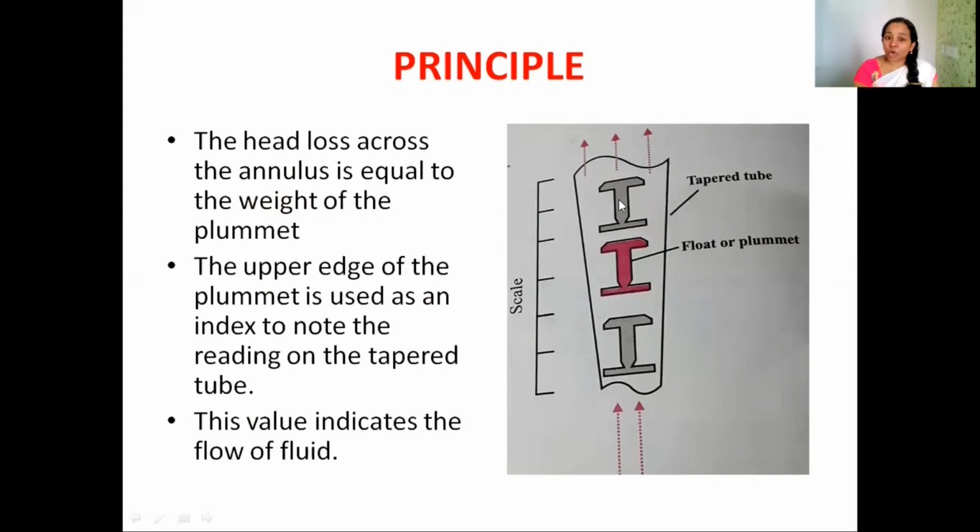So the head loss across the annulus is equal to the weight of the plummet. The upper edge of the plummet is used as an index to note the reading on the glass tube. A scale is engraved on this tapered glass tube to measure the area of flow. After that, the area of flow is calibrated into flow rate. So this is the principle that is involved in rotameter.